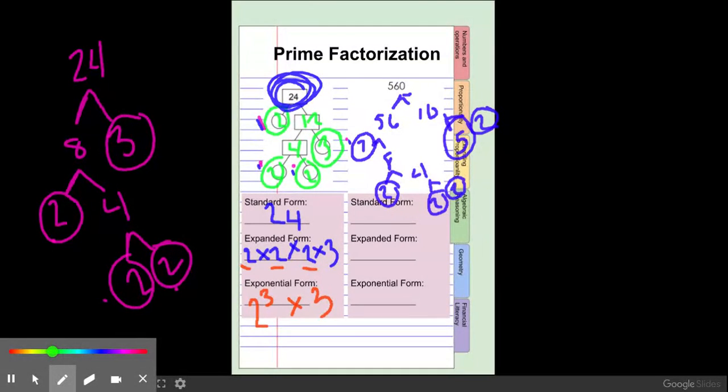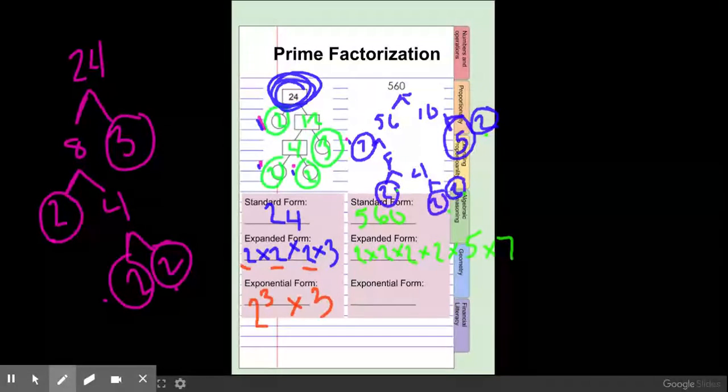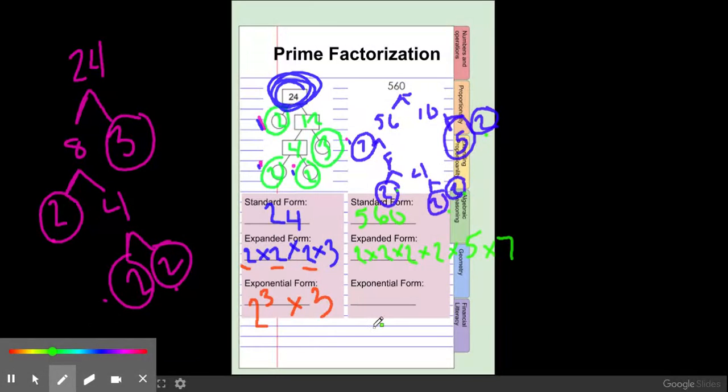Okay, so the first thing it asks us is the standard form. Remember, the standard form is just writing out the number. So the standard form is 560. When we write the expanded form, it's usually written in order from least to greatest. So I'm going to start with my 2's, and I have 1, 2, 3, 4. And then we have a 5, and then times 7 as well. All right, so that is our expanded form.